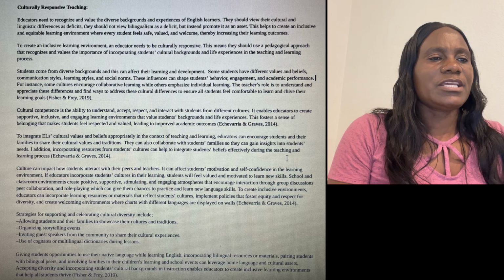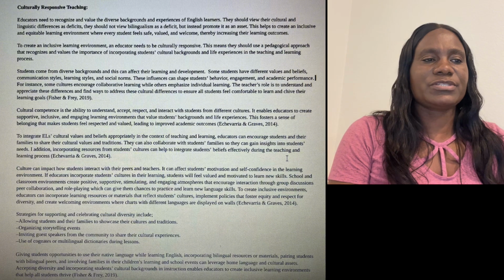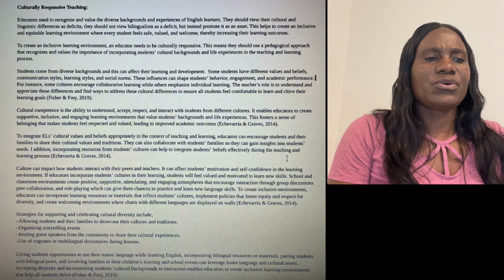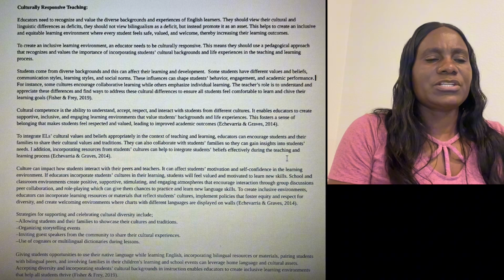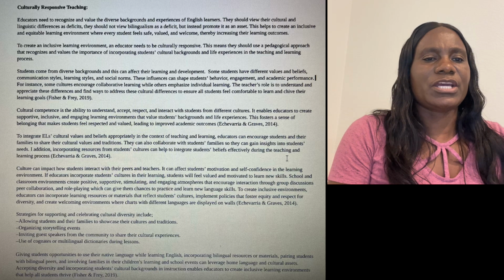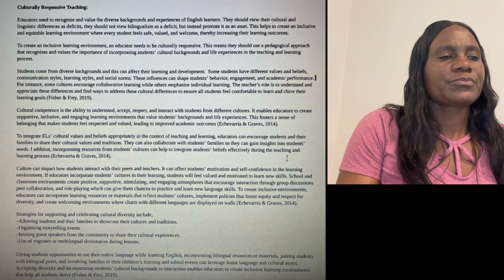To integrate EL's cultural values and beliefs appropriately in the context of teaching and learning, educators can encourage students and their families to share their cultural values and traditions. They can also collaborate with students' families so they can gain insights into students' needs. In addition, incorporating resources from students' cultures can help to integrate students' beliefs effectively during the teaching and learning process.